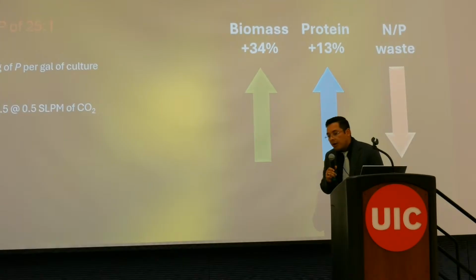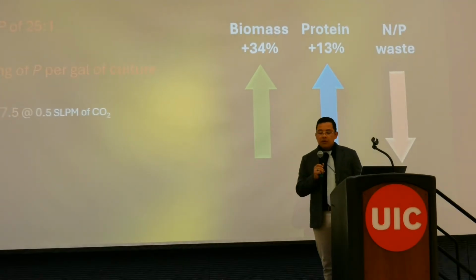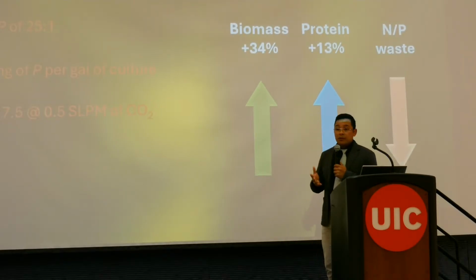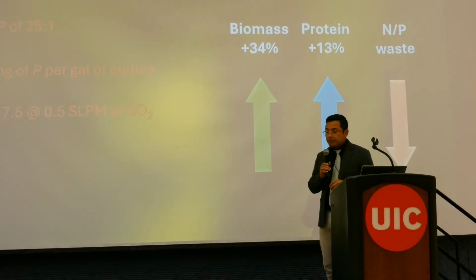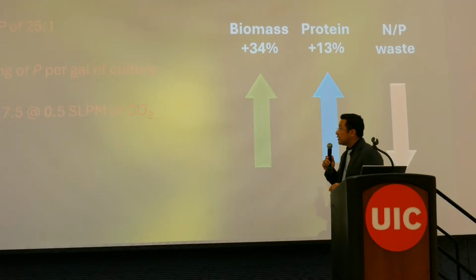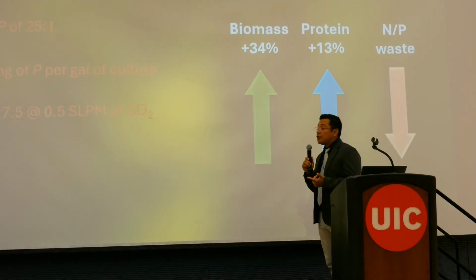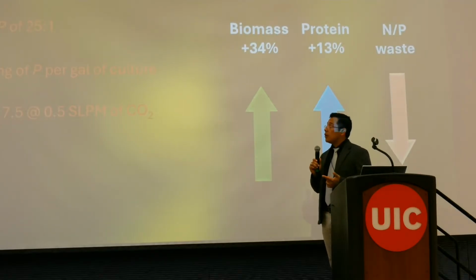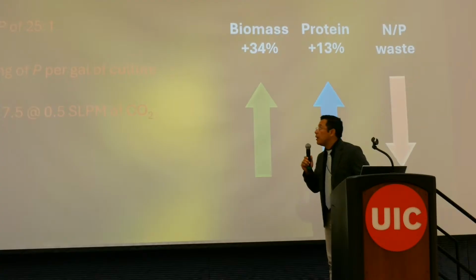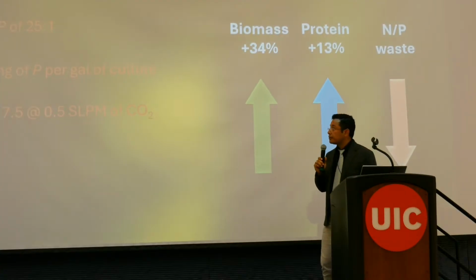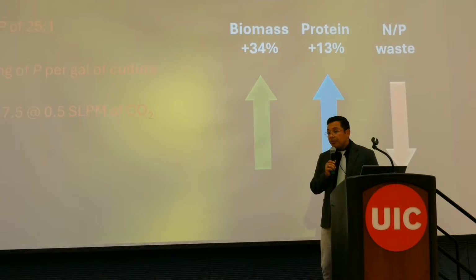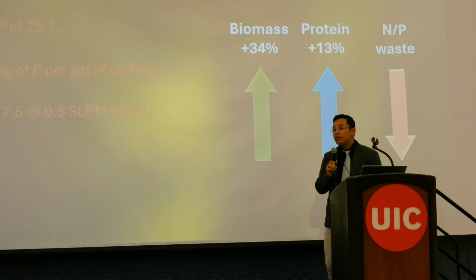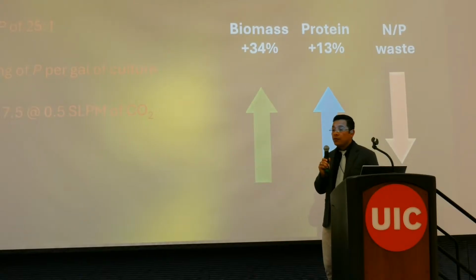So the key parameters, the most important parameters that help us achieve these results were using a nitrogen to phosphorus ratio of 21:5, as I just mentioned before, and also a concentration of 1 milligram of phosphorus per gallon of culture, as well as keeping the pH inside the photobioreactor at 7.5 using carbon dioxide infusion.